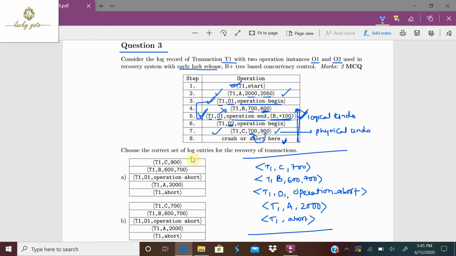Now the question is, choose the correct set of log entries. Option A gave T1 C 900, which is incorrect because first will be T1 C 700. It is correct. T1 B 600 700, this is correct. T1 operation 1 aborted, correct. T1 A 2000, correct. T1 abort, correct. So this log is matching with option B. So the answer for the question is option B.